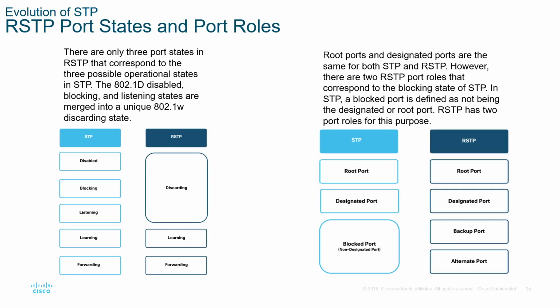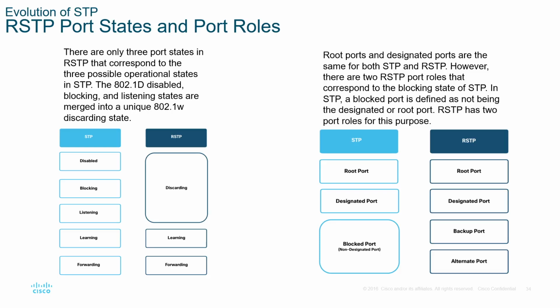Now let's compare the port states, the port roles on every single one of these standards. There are only 3 port states in RSTP. They correspond to 3 possible operational states in the original STP. The 802.1d included the port states disabled, blocking, listening, which were merged into one single state called the discarding state in RSTP. The learning and the forwarding states, they just basically remain the same.